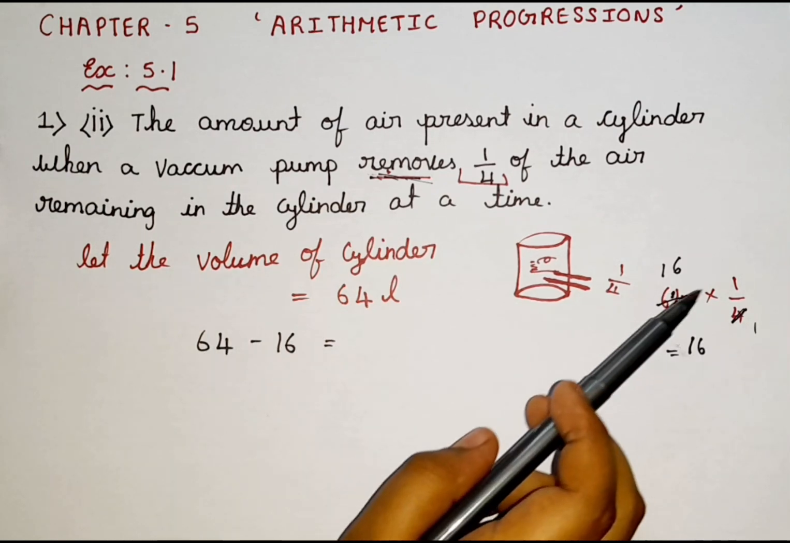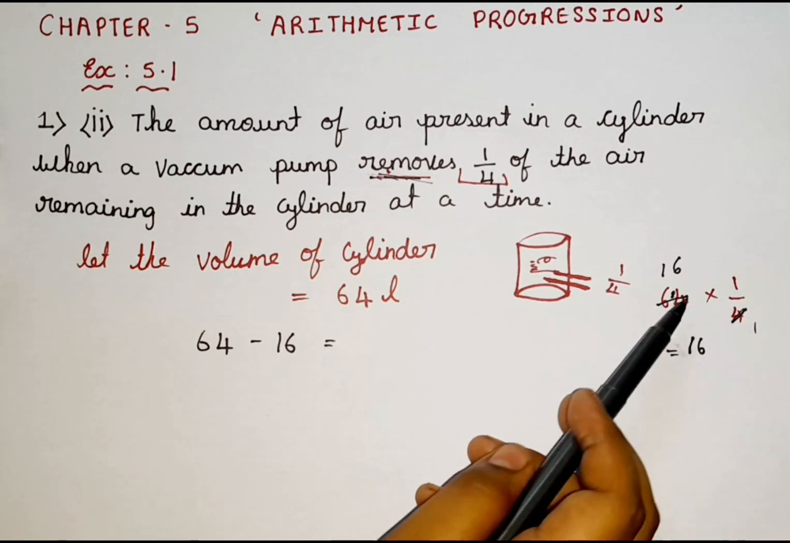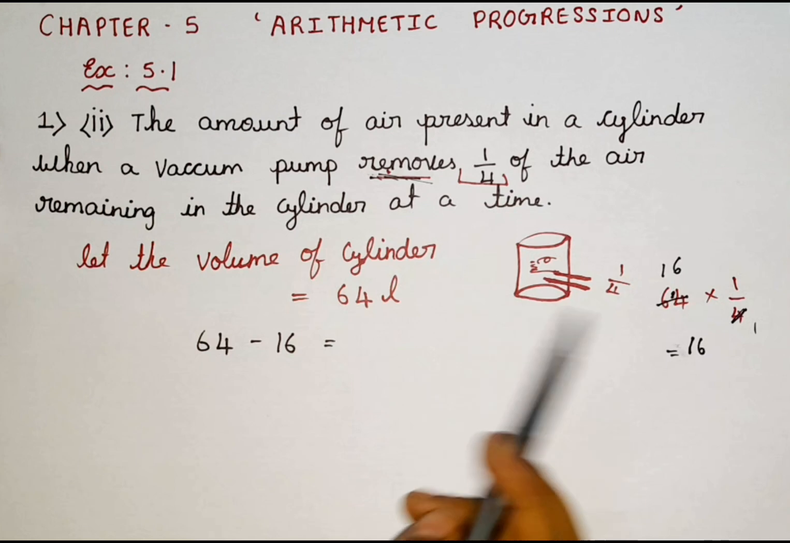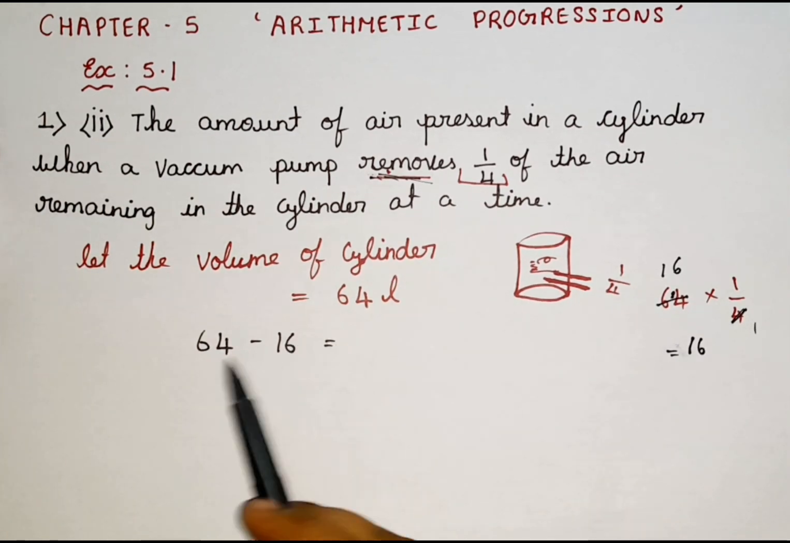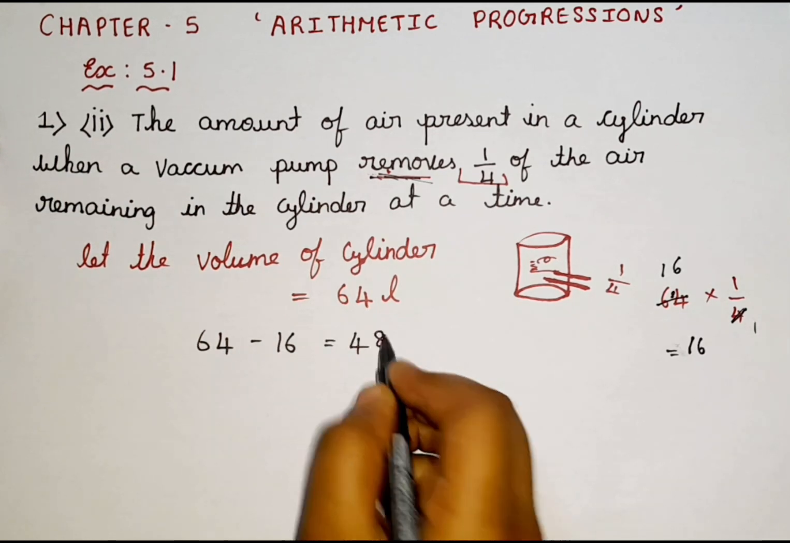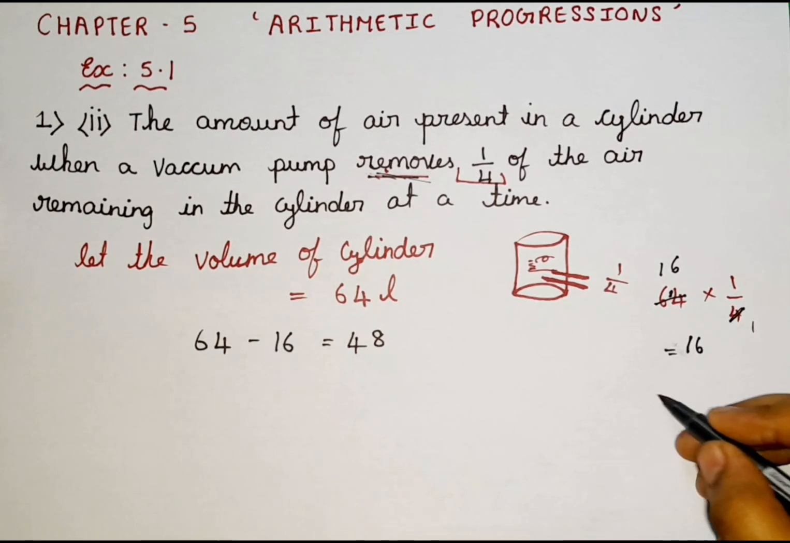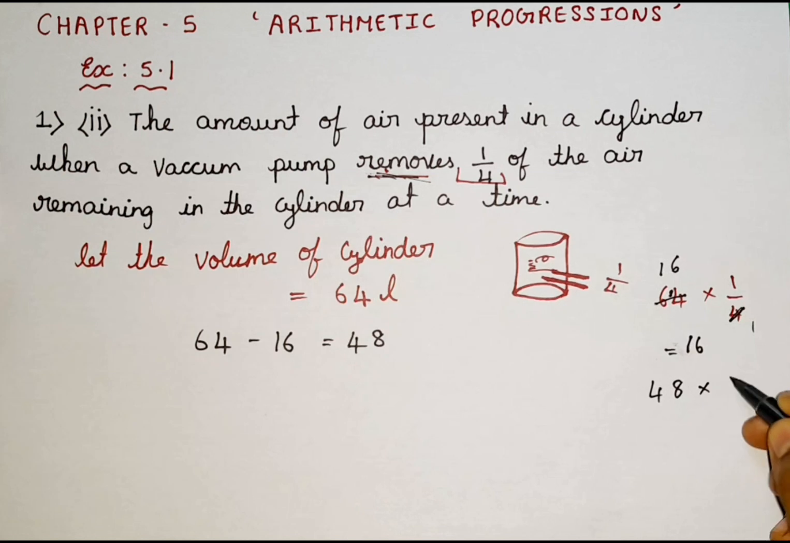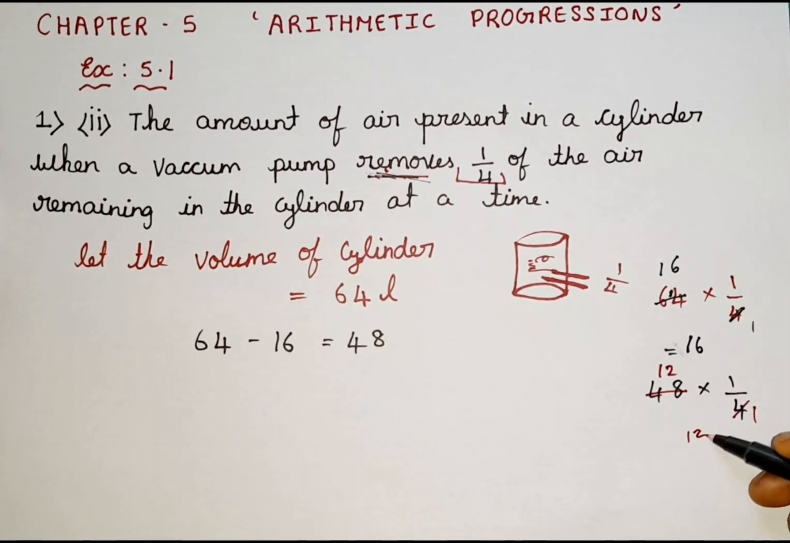So just because 1/4 of the air is being removed, we are supposed to multiply it with 64 first and we'll get a value. With that value we are supposed to subtract it. That is how I did it here. When we subtract them, I'll get 48. Now I got 48, right? So now we are supposed to do 48 into 1/4. When I cancel it, 1 4 is 4, 1 4 is 4, 4 2s are 8, so I'll get 12.